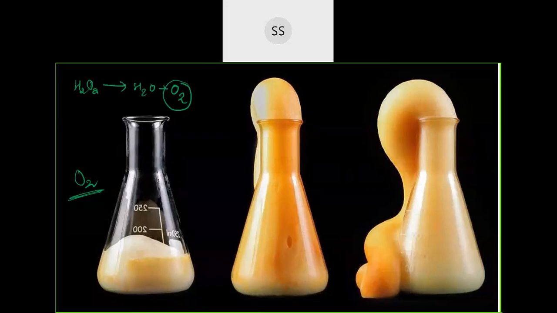So this is a common reaction which is done, an example of a disproportionation reaction, where water plus oxygen is released. So these are the 4 reactions, students, different types of redox reaction.